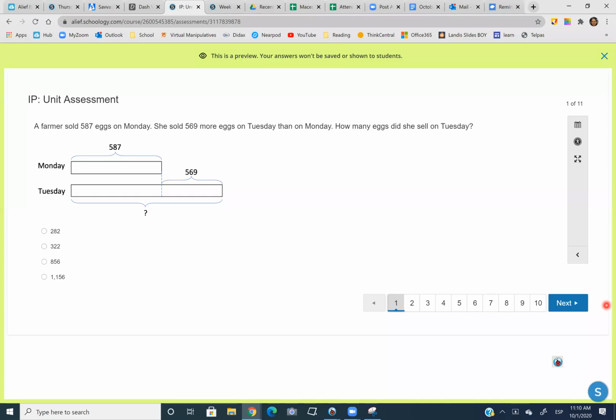Welcome back, class. Today we're going to be reviewing the test that you did the other day so you can see what strategies you were supposed to be using during the test. Now remember, when you have a test, the first thing you do is read the question.